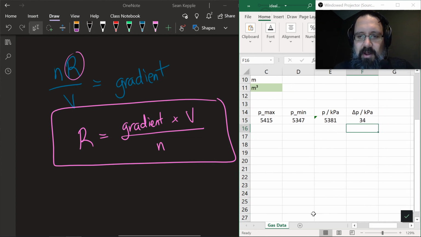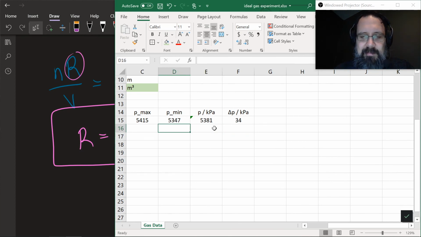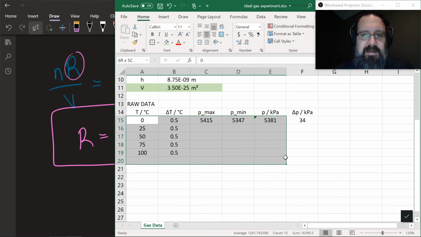There you go. So now all you have to do is just do this process for all the remaining temperatures, and then you'll be done collecting your data.